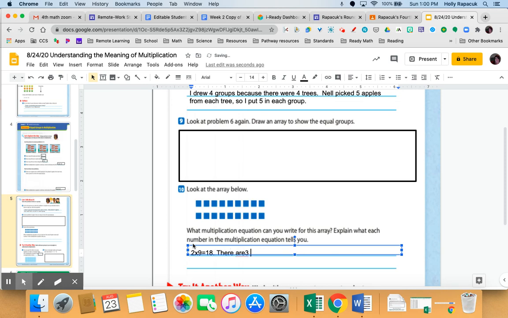There are 2 rows. There are 9 squares in each row. There are 18 squares in all, because I know 2 times 9 is 18.